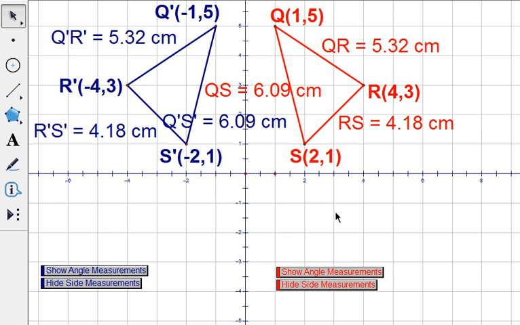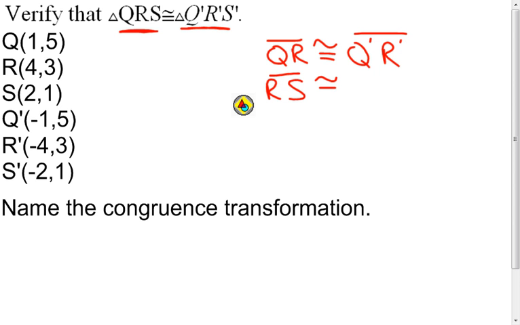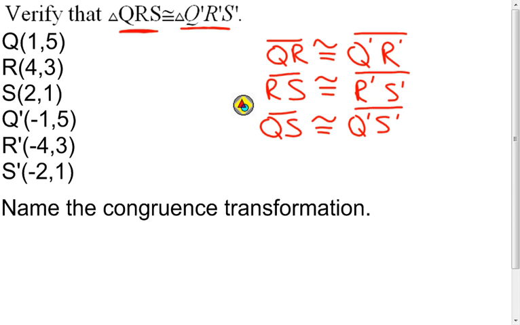I'm going to come back here then, and being that I have to verify that these 2 triangles are congruent, I want to state everything that I had over there. I'm going to say that segment QR is congruent to segment Q prime R prime. I'm going to say that segment RS is congruent to segment R prime S prime. And I'm going to say that segment QS is congruent to segment Q prime S prime. So I've taken care of the 3 sets of sides that need to be congruent.